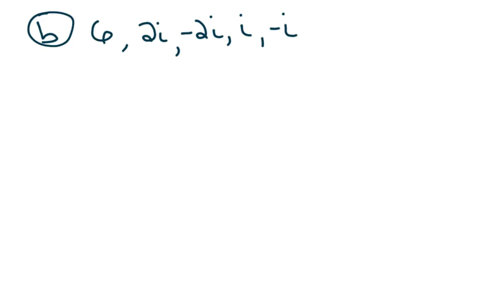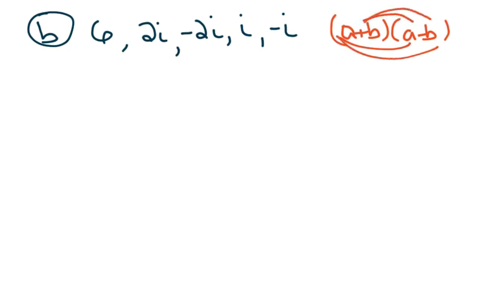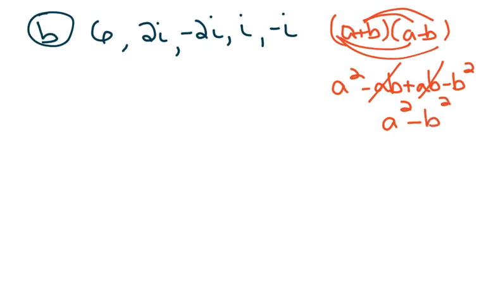Remember, if you have a plus b times a minus b, when you multiply these together, you're going to get a squared minus ab plus ab minus b squared, and I want you to notice these cancel, so you're left with a squared minus b squared. So I'm going to start with these two roots because they're conjugates.